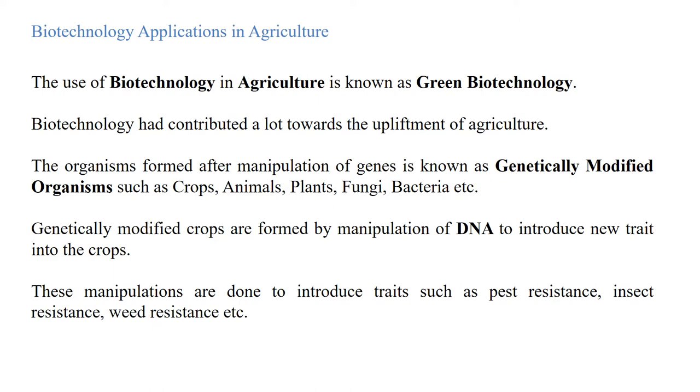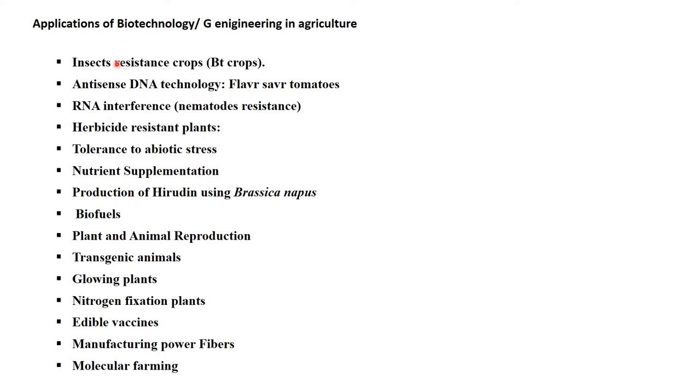This is the overview of the use of biotechnology and genetic engineering in agriculture. Insect resistant crops, antisense DNA technology, Flavr Savr tomato, a very good example, RNA interference, nematode resistant crops, herbicide resistant plants, tolerance to abiotic stress, nutrient supplement addition, production of hirudin using Brassica napus, biofuel production, plant and animal reproduction, transgenic animals, glowing plants, nitrogen fixation plants, edible vaccines, manufacturing fibers, and molecular farming.